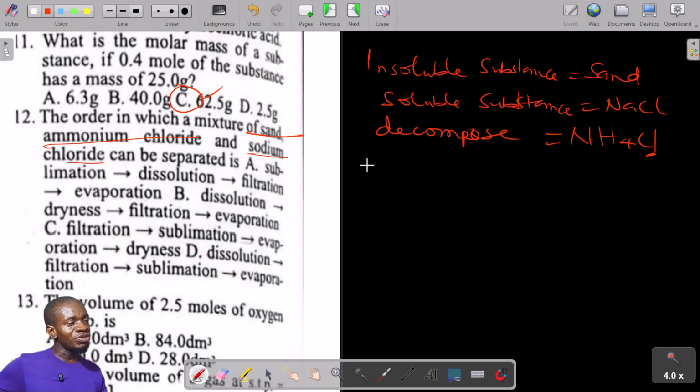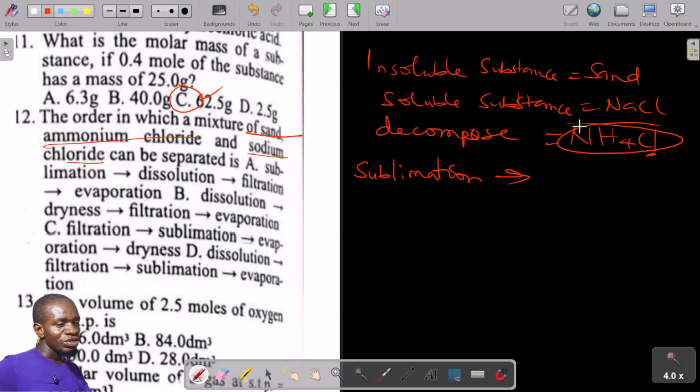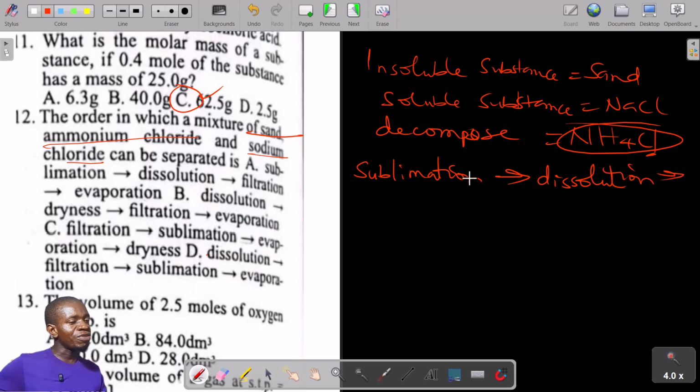So the first thing I'm going to do is start with sublimation to remove the ammonium chloride. After I've removed that, the next thing is going to be dissolution. Then after I've dissolved it, the last stage is going to be filtration. I will filter to remove the sand and dry my sand. So these are the steps that I'm going to take. And the correct option is what? Option A. So that is it.